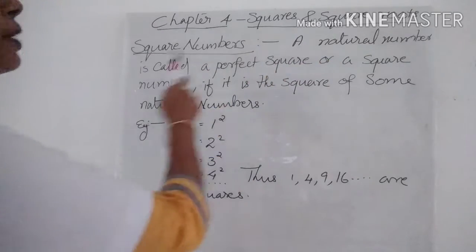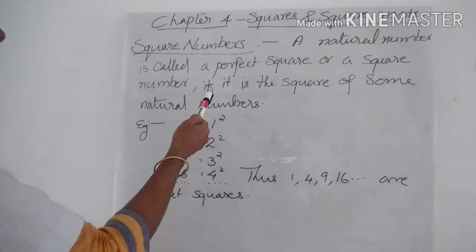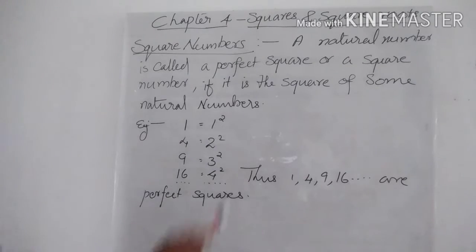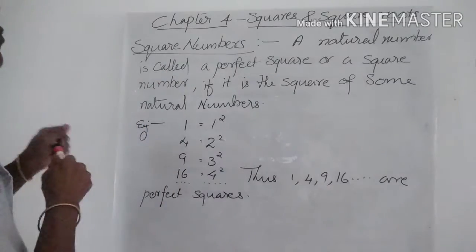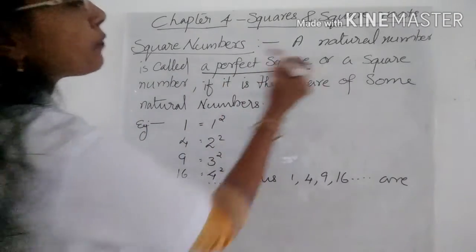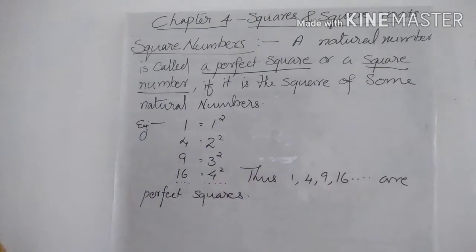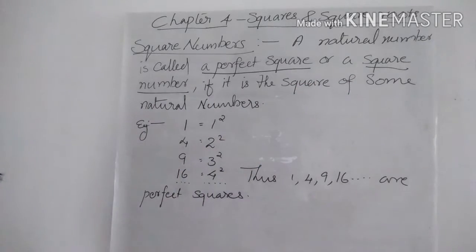A natural number is called a perfect square or a square number if it is the square of some natural number. Perfect square or square number means it can be written as the square of some natural number. Then we can say that it is a square number.